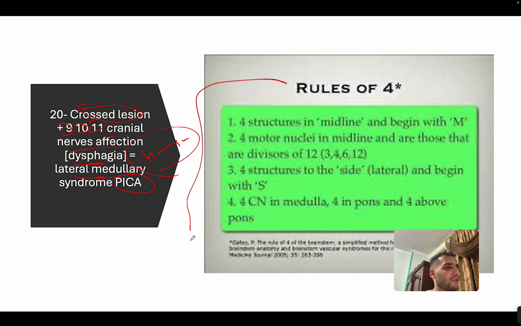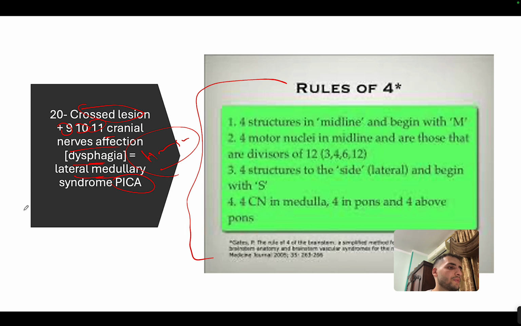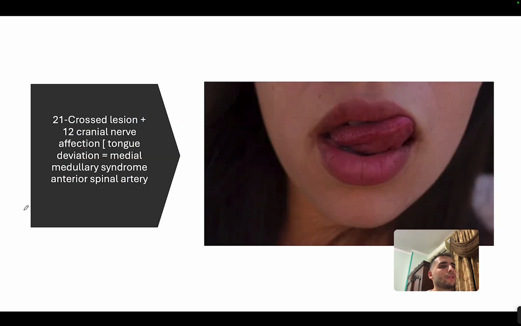Now this is the rule of 4, if you just need to remember the rule of 4, but this is the easiest way to know it, okay? Of course, we know that any medial structure will start with M, any lateral structure will start with S, okay? So for example, the medial lemniscus and the motor pathway will be medial, but the spinothalamic and spinocerebellar will be lateral, okay? And the sympathetic, for example, okay?